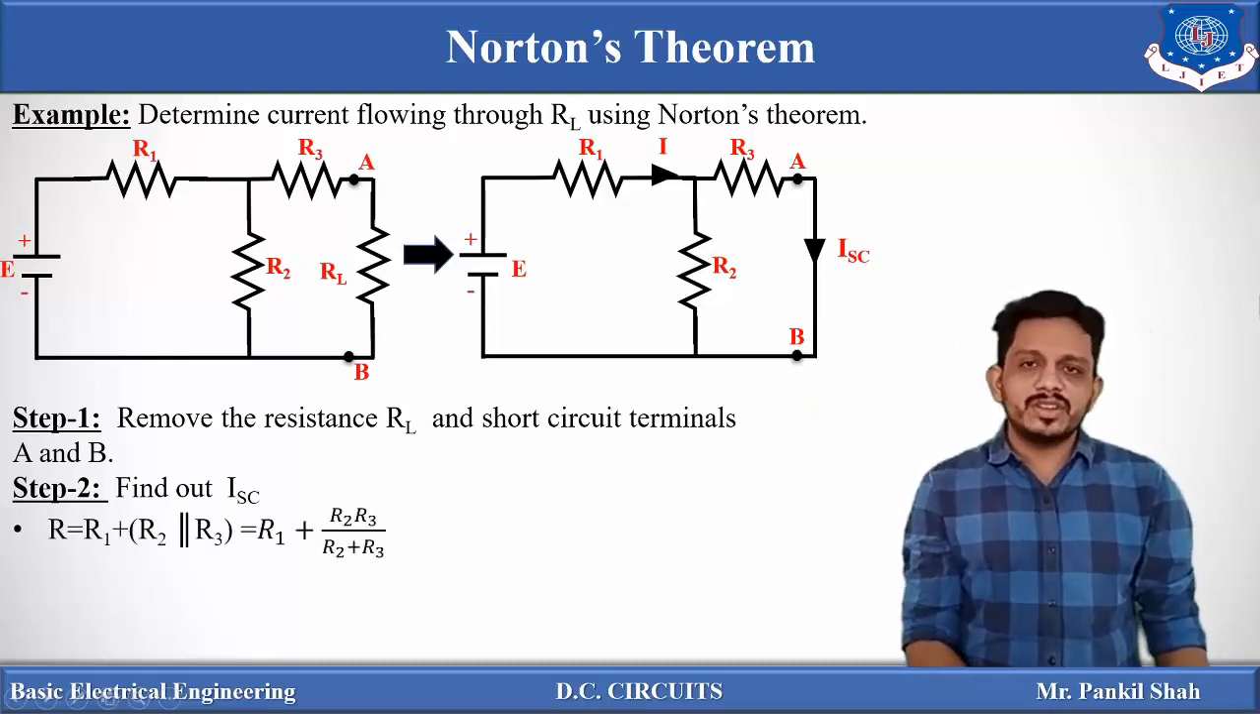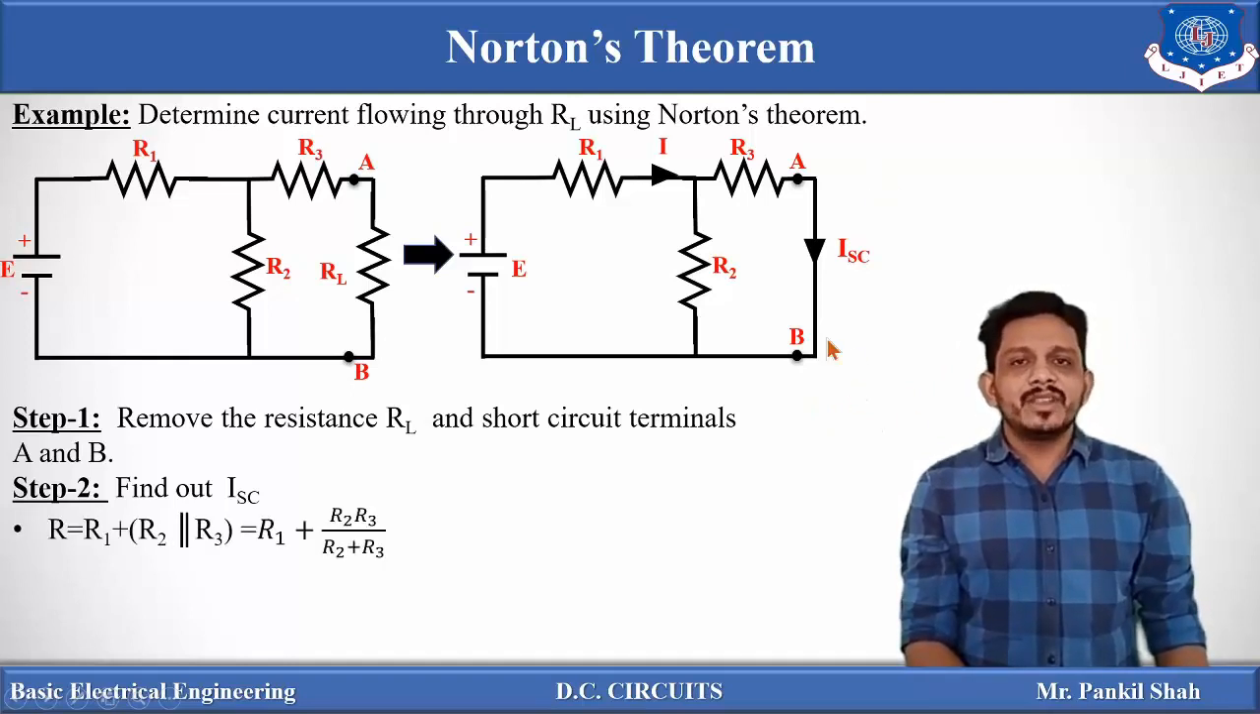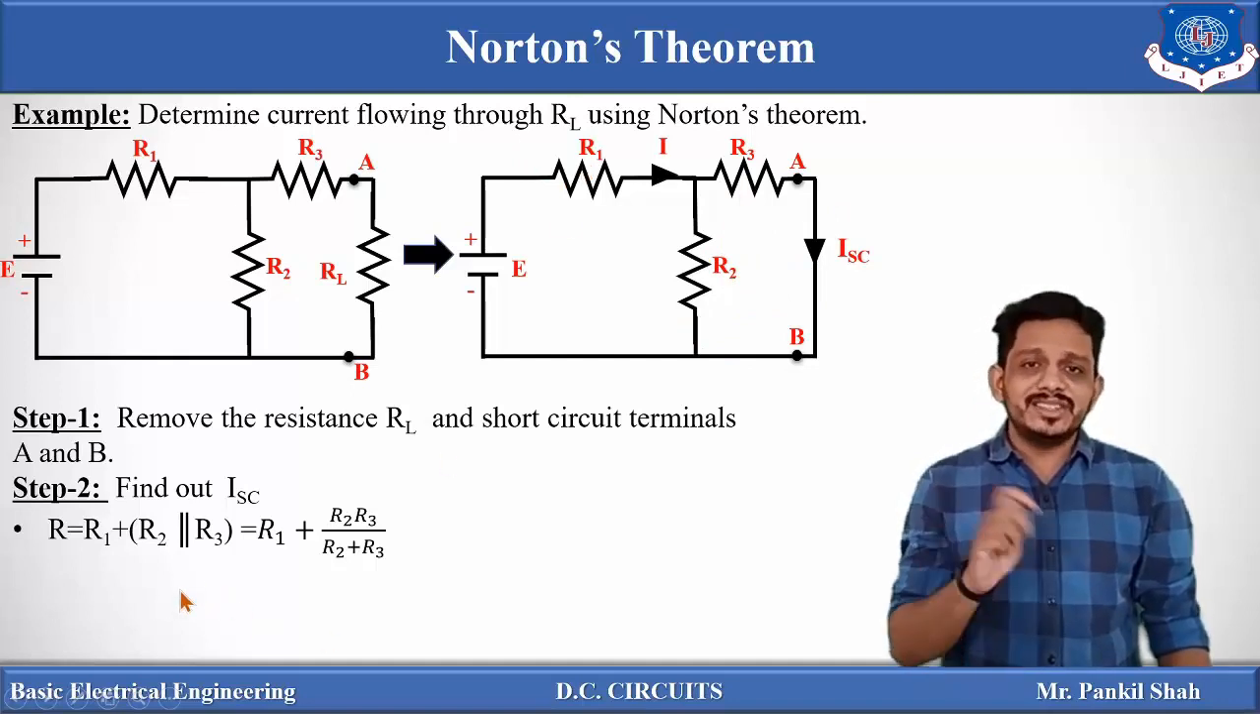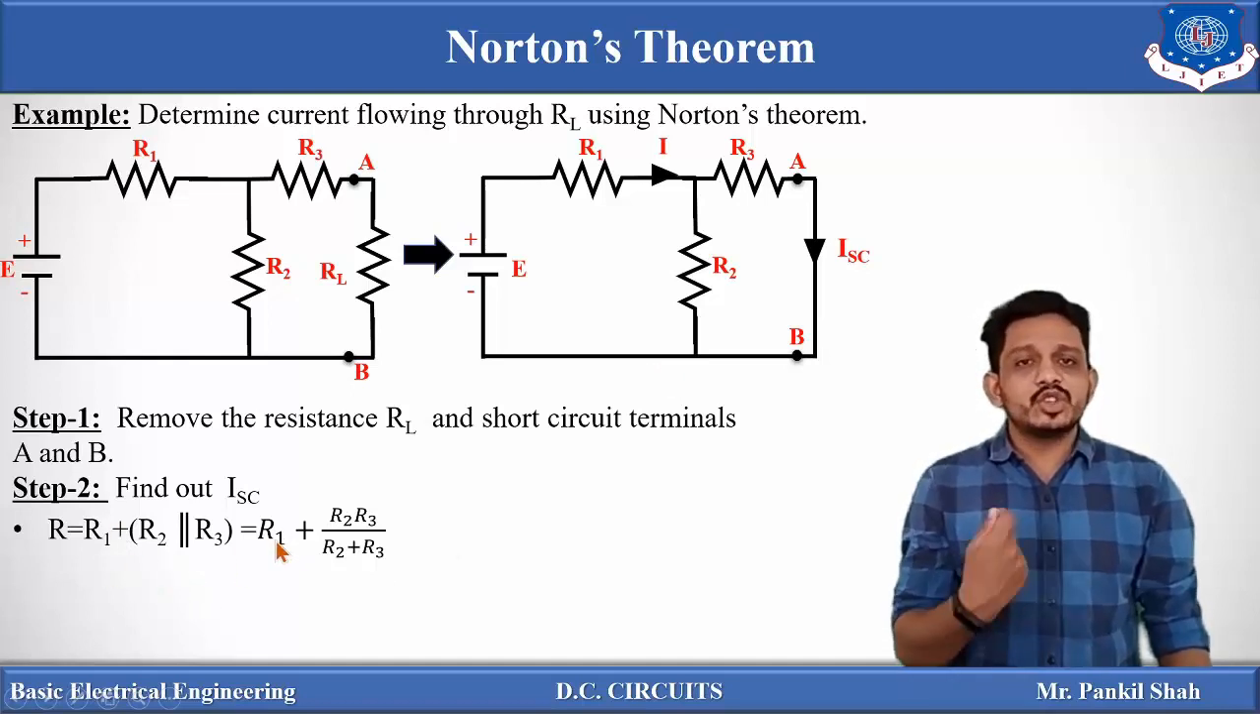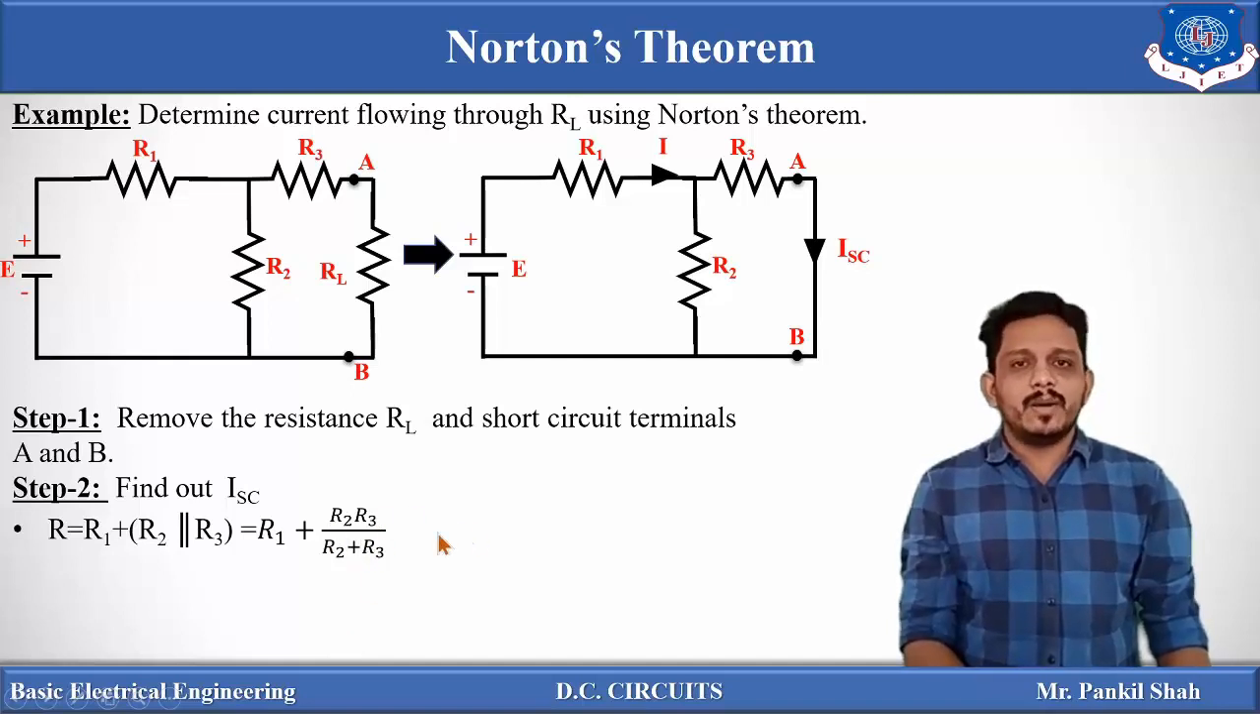So how can we find the short circuit current? You have to find the equivalent resistance, and it can be obtained from the opposite end to the source. The source is connected here. R3 is in parallel with R2, and this parallel combination is connected in series with R1. So R1 is in series with the parallel combination of R2 and R3. R2 and R3 can be solved as product by sum, so it will be R2 R3 upon R2 plus R3, and this combination is in series with R1. This is the equivalent resistance of this circuit.